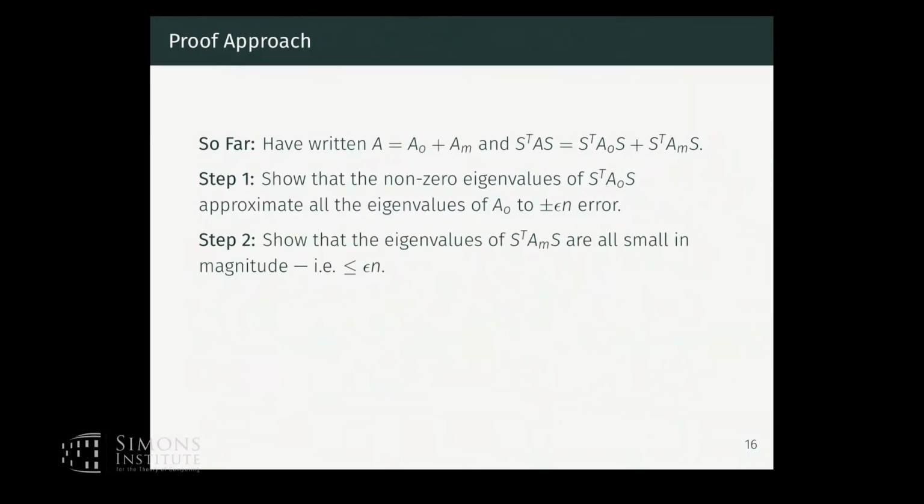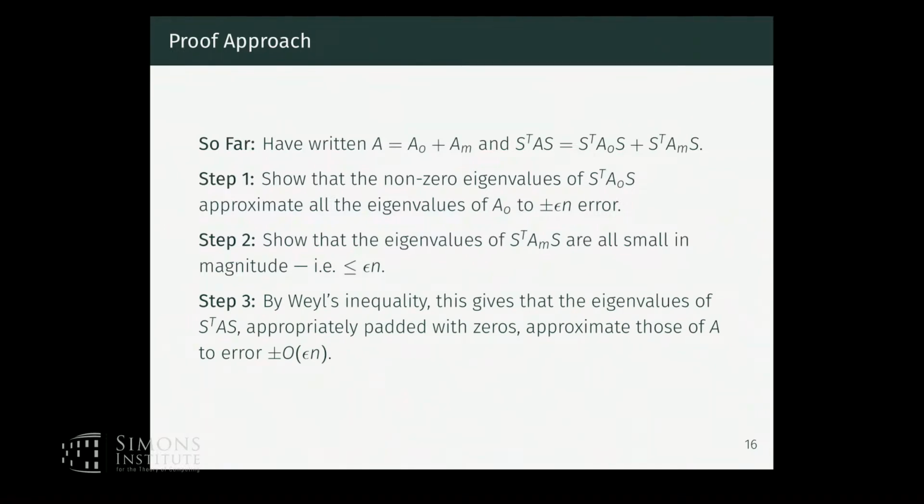My second step is going to be to show that the eigenvalues of S transpose A_M S are pretty small in magnitude, like less than epsilon n. Basically, I don't care that I'm getting a good approximation of these eigenvalues. I just don't want them to blow up and look like fake large eigenvalues. I want them to stay small. So I'm going to show that after sampling this matrix, I don't blow up any of the small eigenvalues. They stay small.